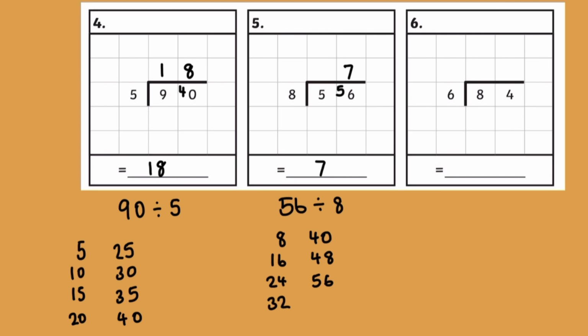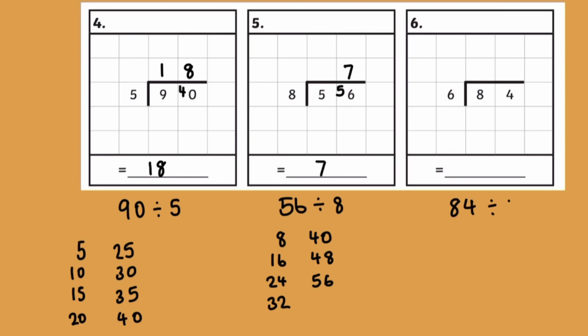You might not need to use the bus stop method. You could do that in your head if it helps you, especially in the arithmetic, to gain some time back. But it doesn't matter if you do need to, but make sure you are using your times tables to help you.